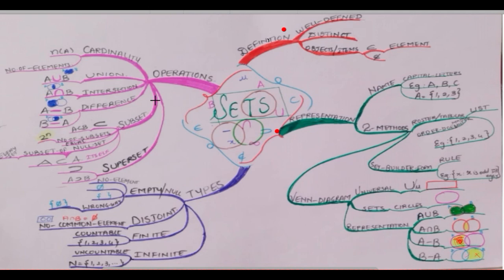Now, coming to the various operations on the set. First, let us speak about the cardinality. What is cardinality? Cardinality is nothing but the number of elements in a set. So, if you are speaking about cardinality of the set, we represent it as n of A. It means the number of elements in a set. We just write the count of it.